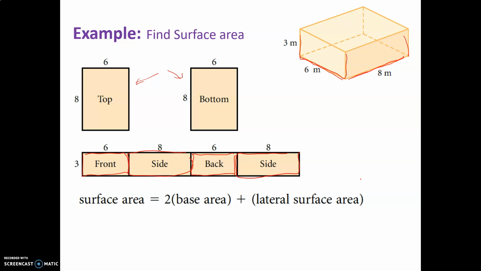Okay, so the surface area is 2 of the base areas plus the lateral surface area. So 2 length times width, 2 times 8 times 6, and then I would say 2 times 3 by 6 here, this should have been 3 by 6. So 2 3 by 6s, and 2 3 by 8s.